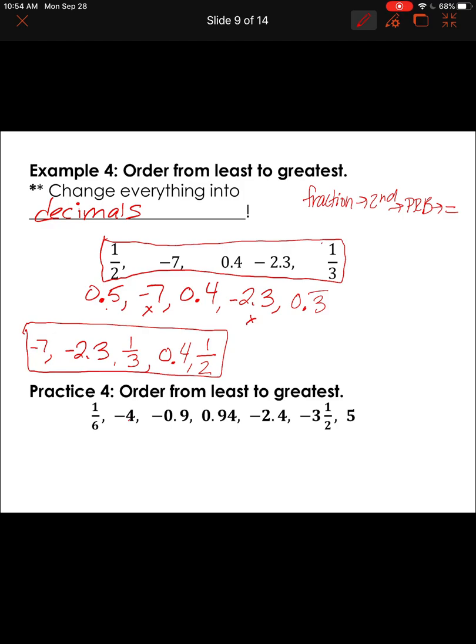All right, so let's go ahead. 1/6, we got to convert that to a decimal, which is 0.16 repeating. Using -4, using -0.9, using 0.94, using -2.4, changing 3 1/2 into a decimal, which is going to be -3.5, and then 5.